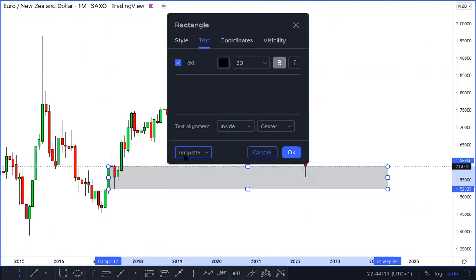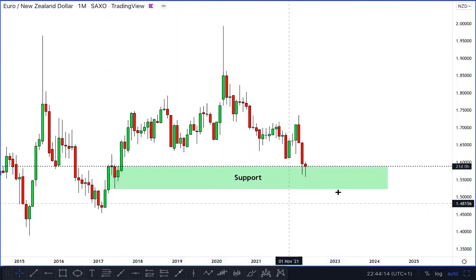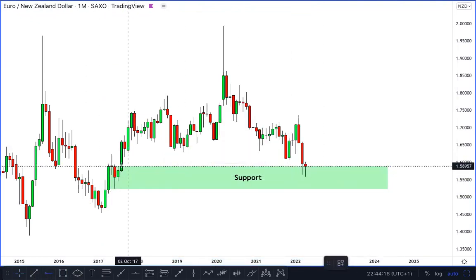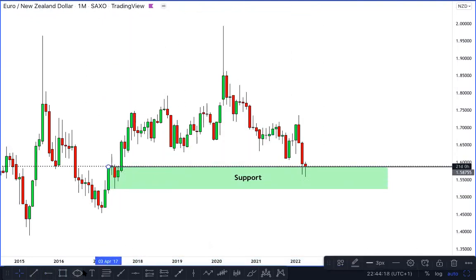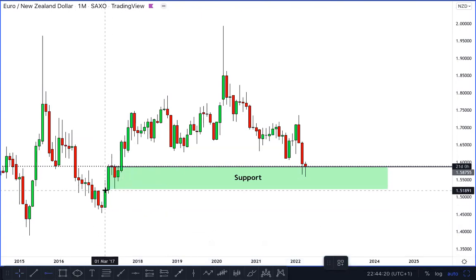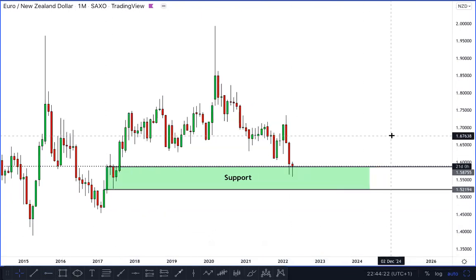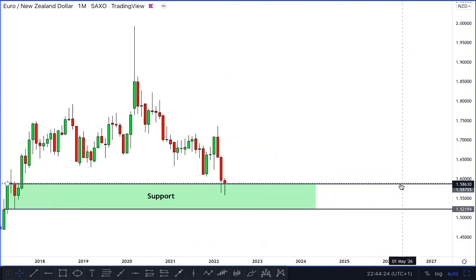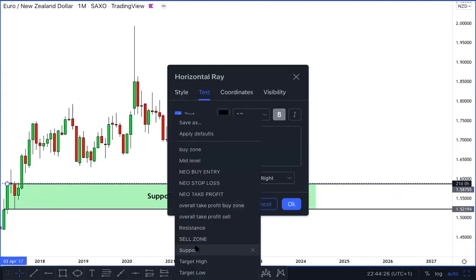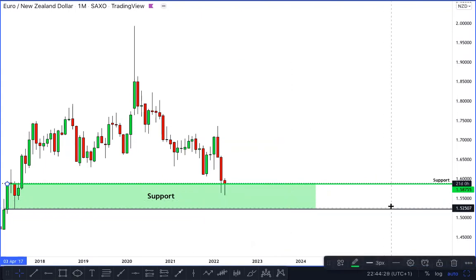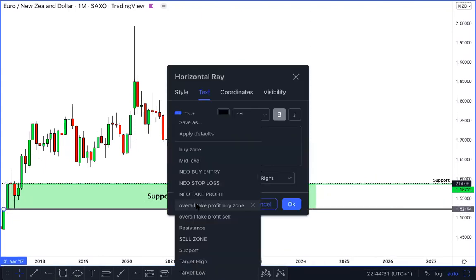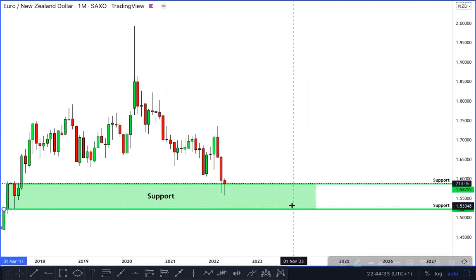Let's move this up right there. Let's mark this out here so we can see the numbers between the levels. So we've got a nice level of support here. Let's just change this to support. I always do this. It's good to have your charts organized. There we go.